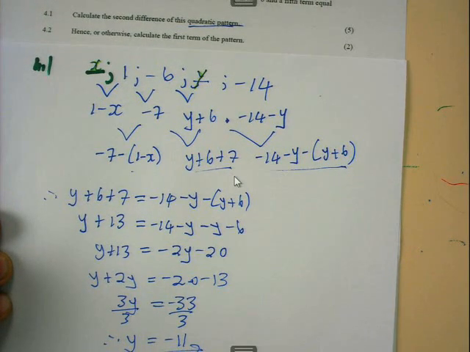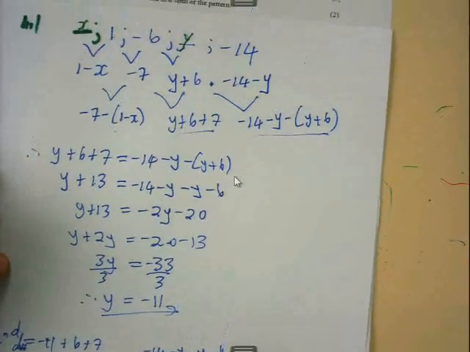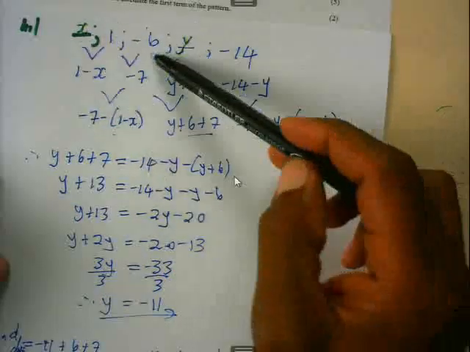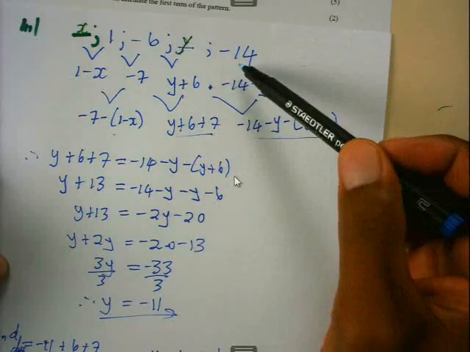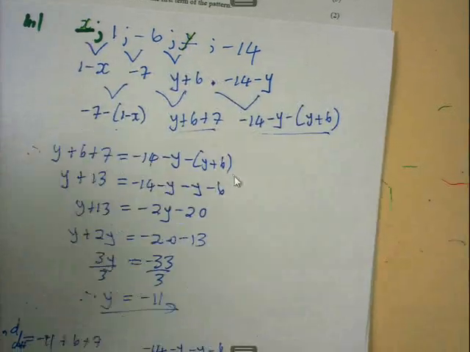Let us see what is the value of the first term. Of course, you will remember from this one we said let the first term be x. And of course, you have x, 1 minus 6, y. Now we know y is minus 11, as well as minus 14. Now the question here is we must determine the value of x.